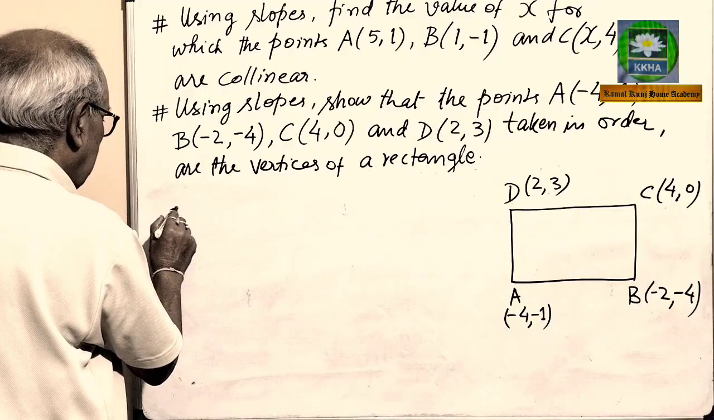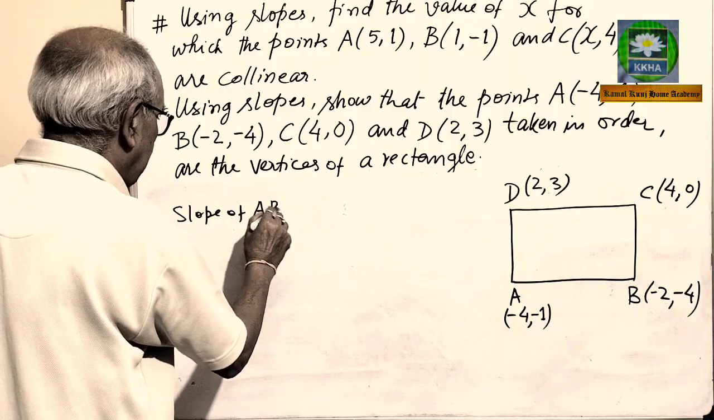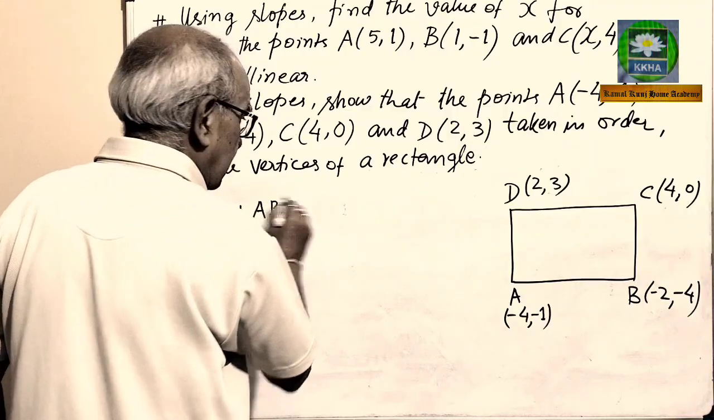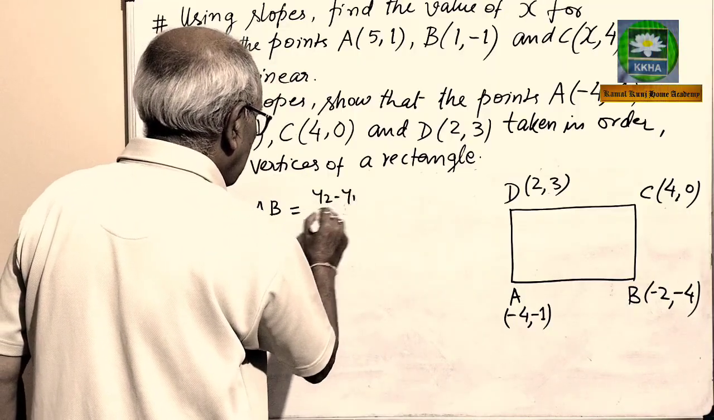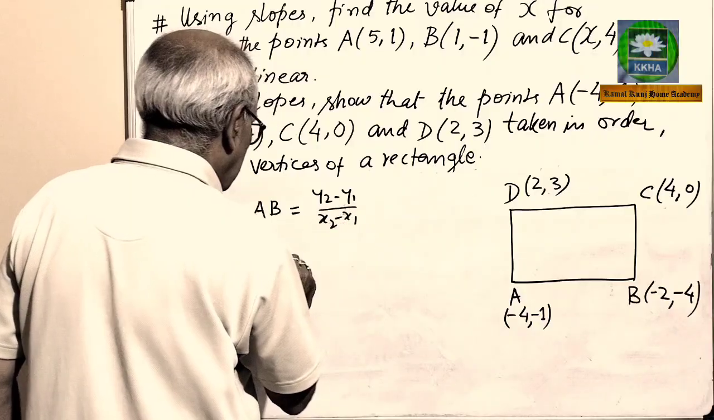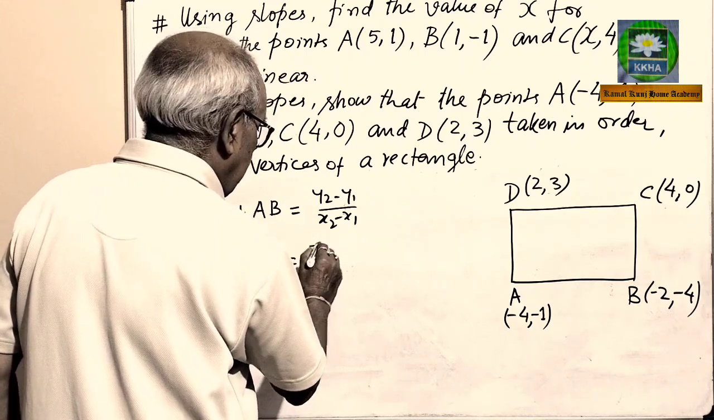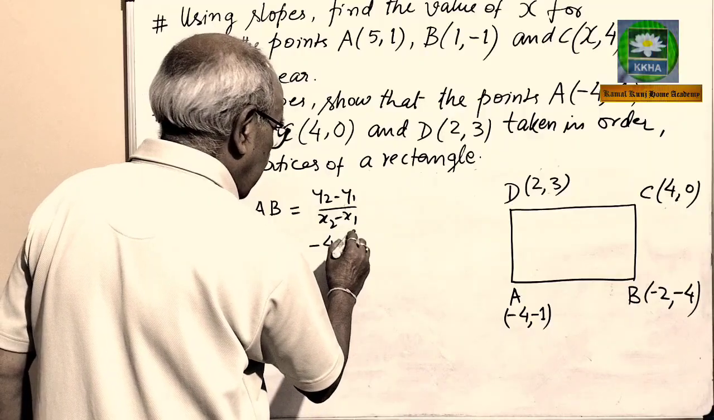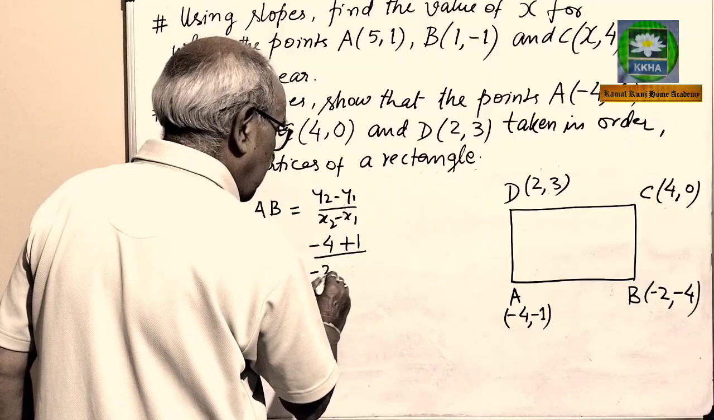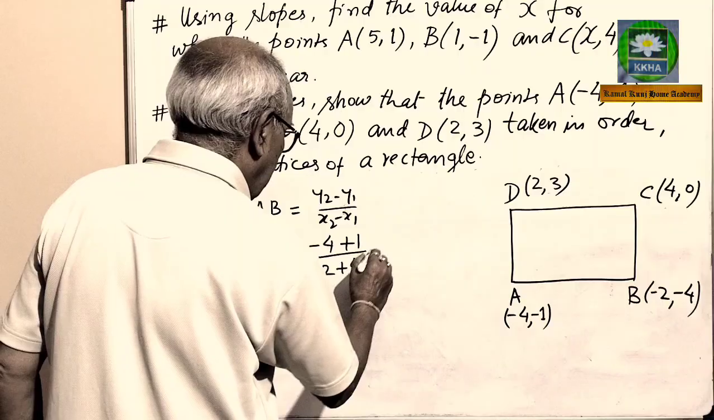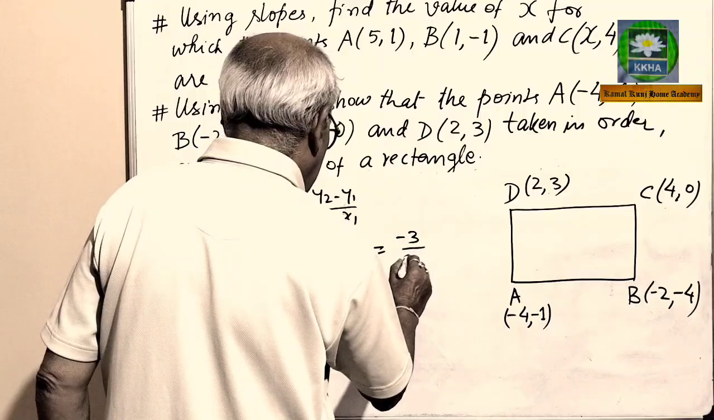Now slope of AB is equal to y2 minus y1 upon x2 minus x1, so equal to minus 4 plus 1 upon minus 2 plus 4, which is equal to minus 3 upon 2.